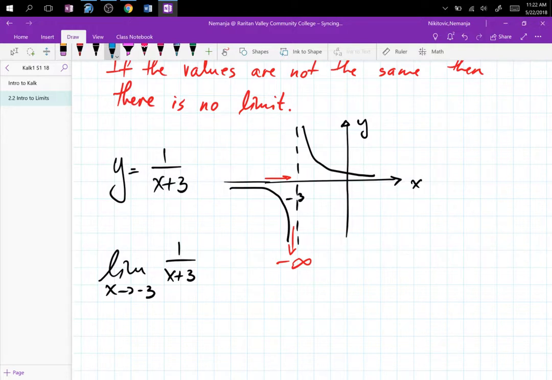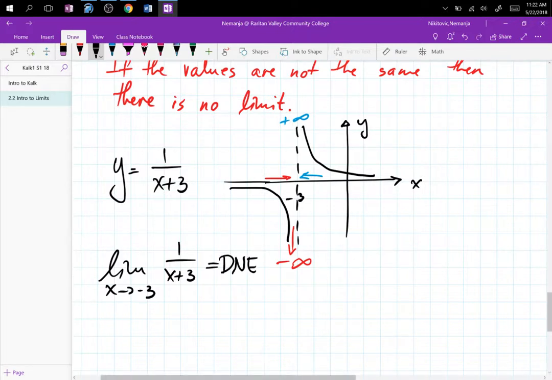What's happening with the blue approach? Right, it's going to positive infinity. So the answer is does not exist, because the left and right limits are not the same value. So there's another example of not having the limit.